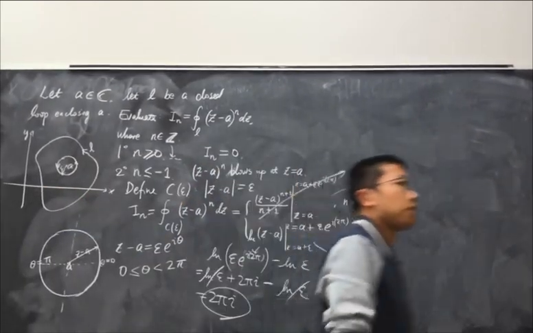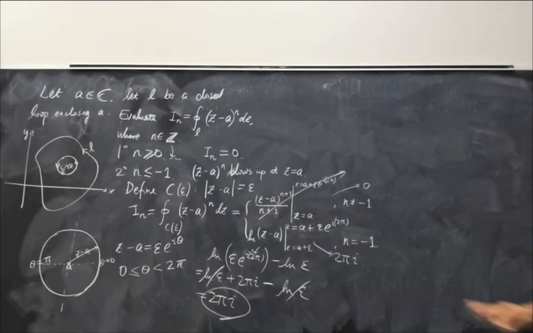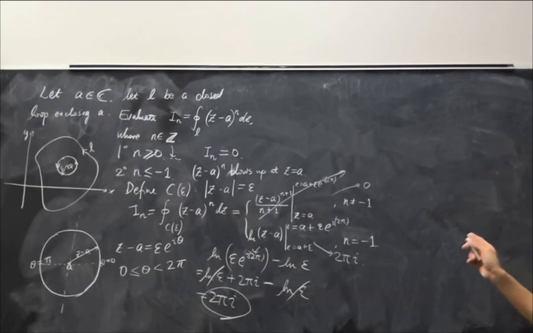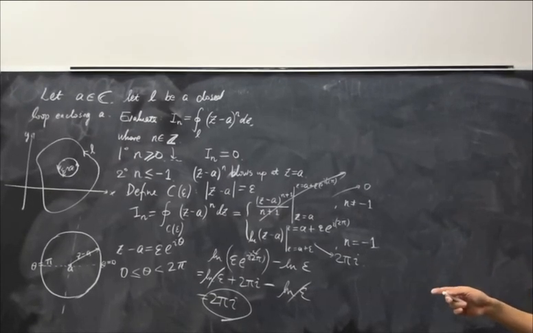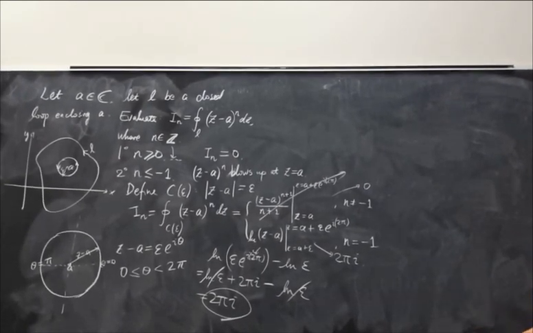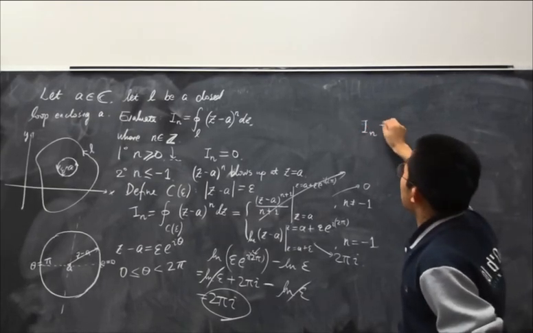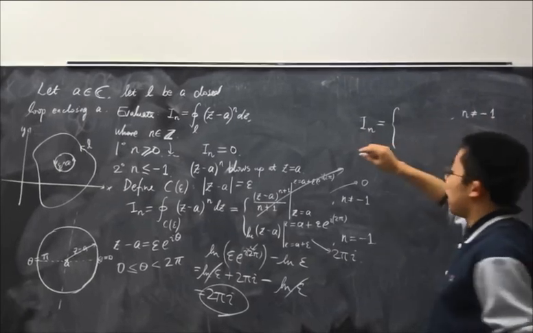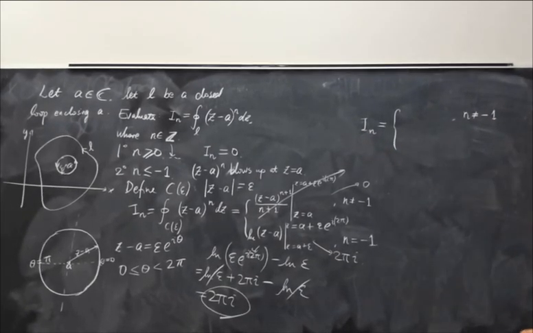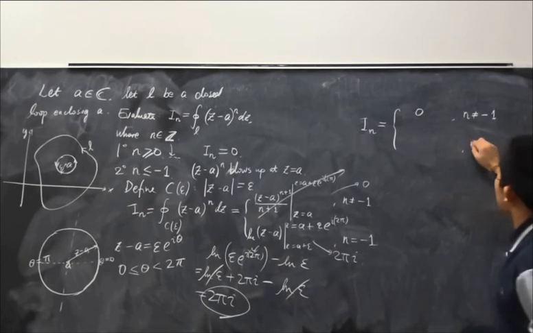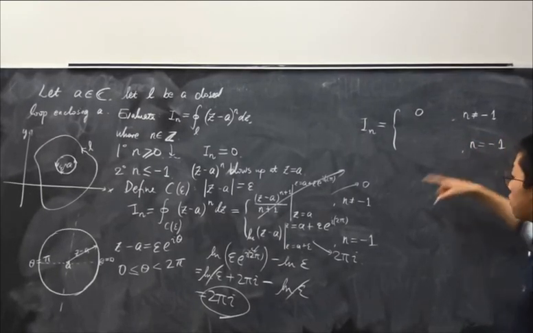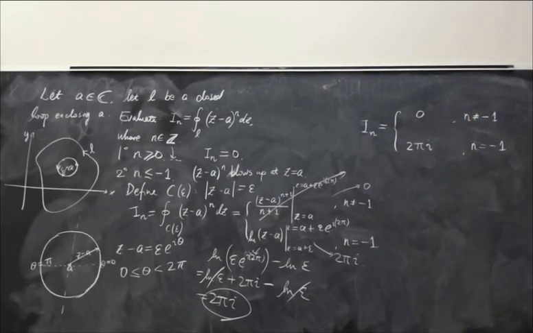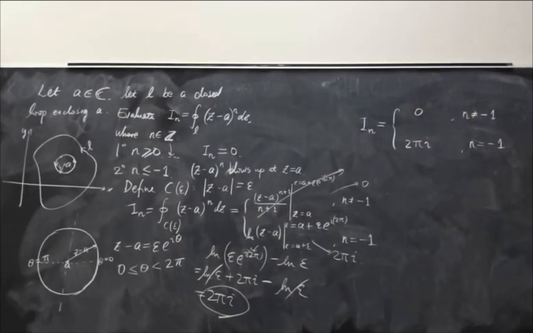Okay. And it is exactly this 2 pi i that is going to lead to the residue theorem that we're going to introduce in part 4. Now let's collect the result. I would say I_n equals 0 as long as your n is not negative 1, whether it's a positive integer or negative integer or 0, I don't care. But when n is negative 1, the integral is actually 2 pi i. Okay, so this is the end of part 3.